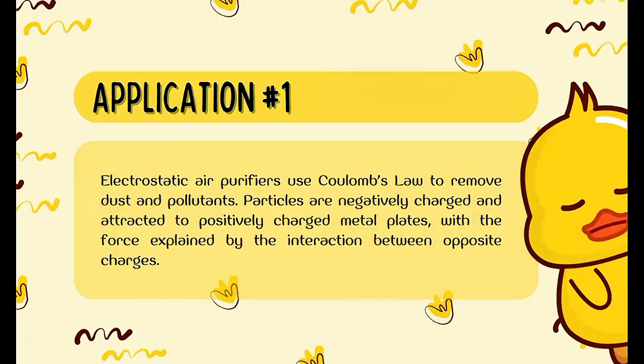So this is how electrostatic air purifiers work using the principles of Coulomb's law. Electrostatic air purifiers remove dust and pollutants from the air by using electric charges. In the device, dust particles are given a negative charge and are then attracted to metal plates that are positively charged. This movement is caused by an electrostatic force, which is described by Coulomb's law, the law that defines the force between two charged objects.